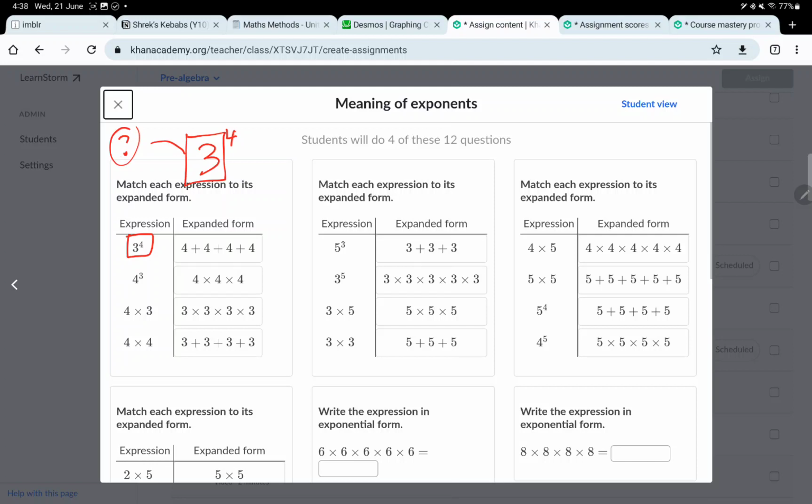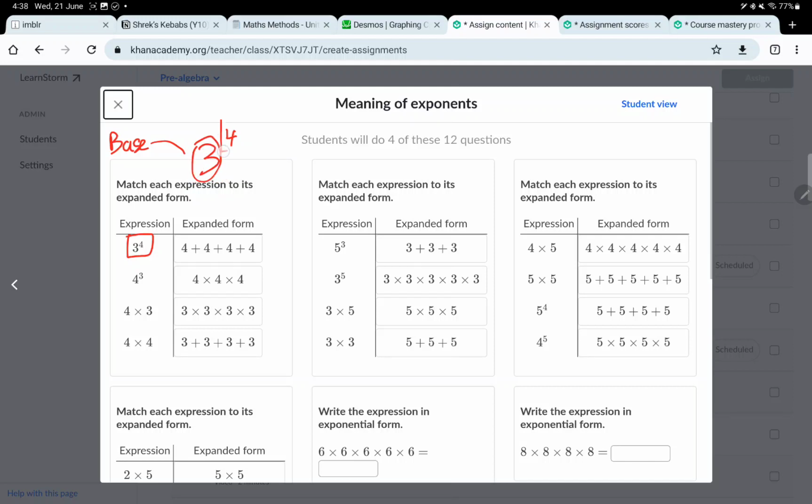Variable? No, it's not variable. Alvina? Expression. The whole thing is an expression, that's correct, but just this part here, just the number 3. Term. Not term, something else. Starts with B. That's the base, okay? That's the base.